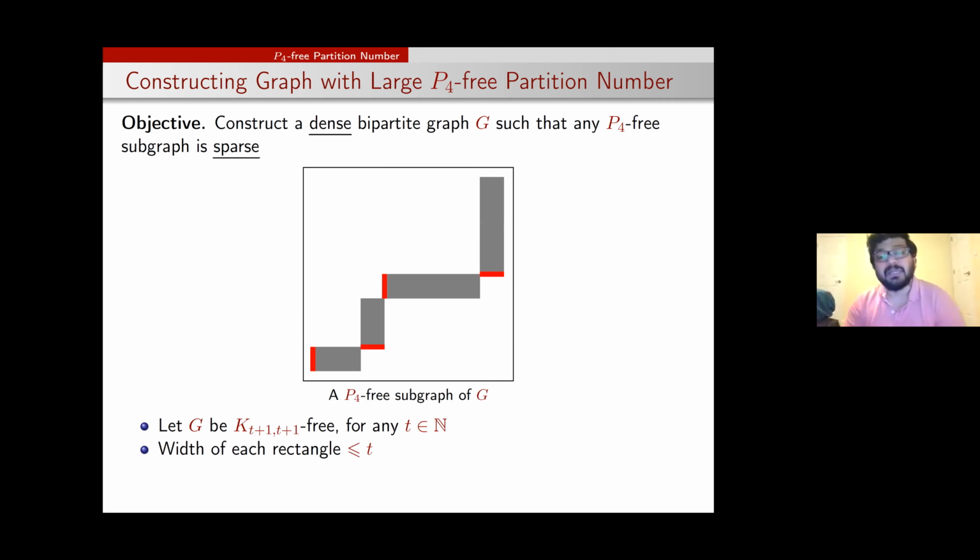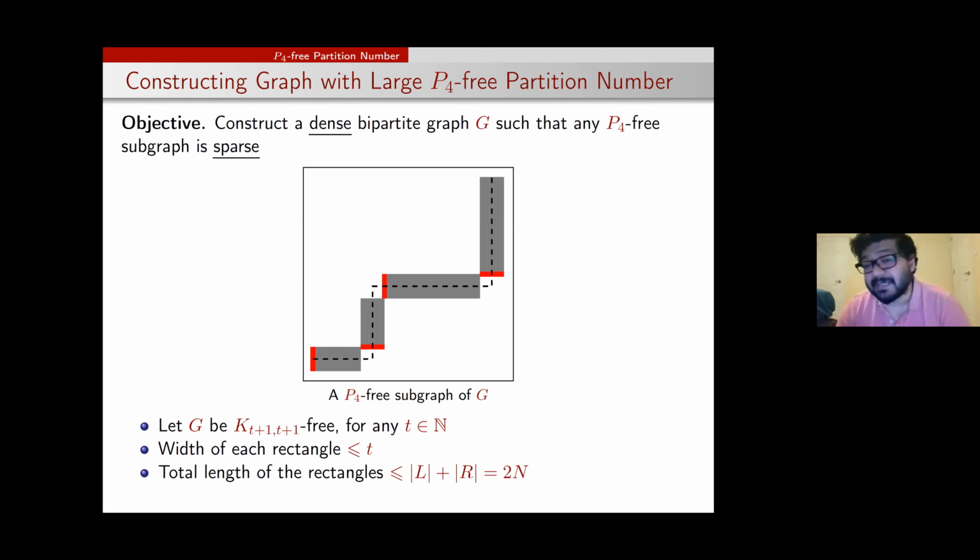Then I can conclude that the width of every rectangle is at most T. Why? First, let me define what width is. Width is the smaller of the two dimensions of a rectangle. The length of the red edges is the width of the rectangle. If there is a rectangle with width greater than or equal to T+1, then its length is also at least T+1. So there will be a T+1 square, that is, there will be a K_{T+1,T+1} subgraph. And we had already assumed that G doesn't have any such subgraphs. So the width is upper bounded by T.